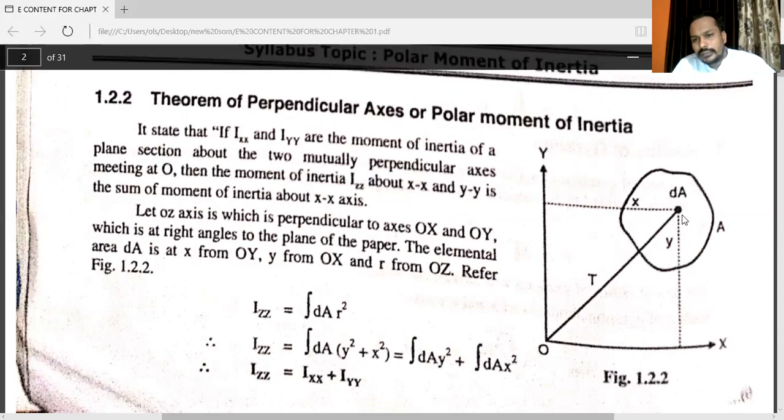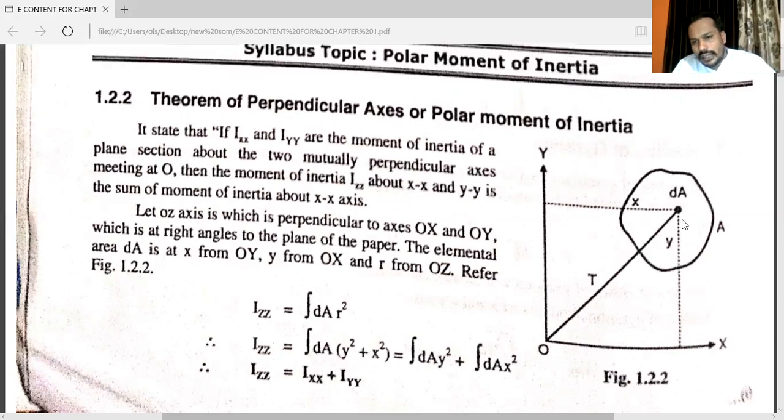Y is the vertical distance from horizontal axis OX. See, this one is the elemental area, that is dA. This distance is also given from O point. O is the intersecting point of the OX and OY, means O is the intersecting point of the horizontal axis and vertical axis.